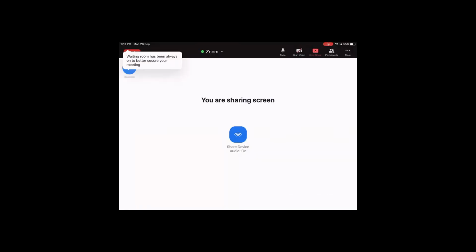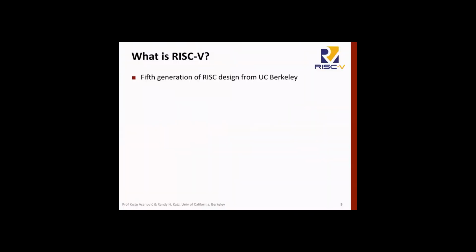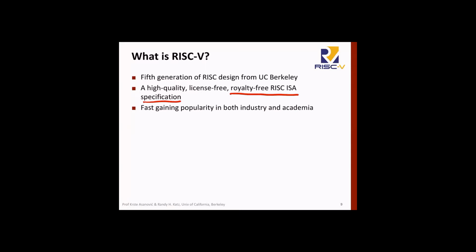Okay, just all these activities. For that reason, this working group is 5th generation RISC designed at UC Berkeley. It's a high quality, license free, royalty free RISC ISA specification. It means that you can use it, you can design your chip. Like IIT Madras recently has come out with India's first microprocessor, that's what they call it. And they could develop it because it's based on RISC-V. If you want, you can design your own microprocessor and send it to a foundry, right?